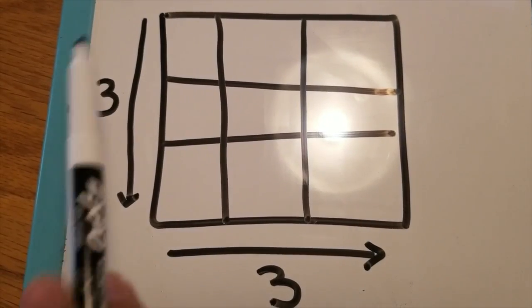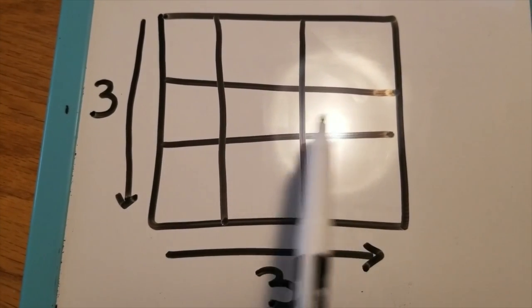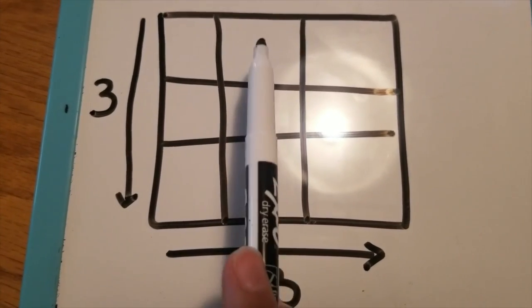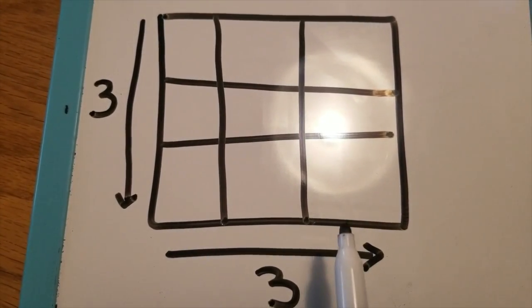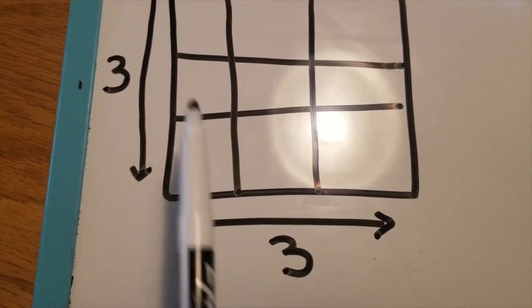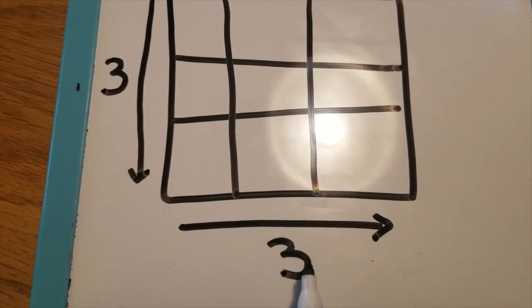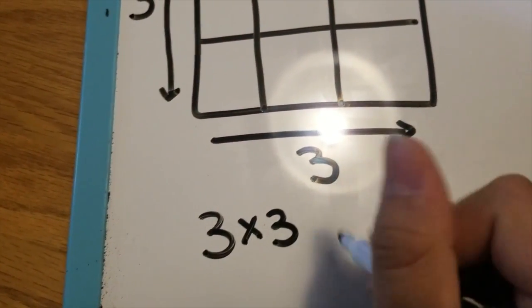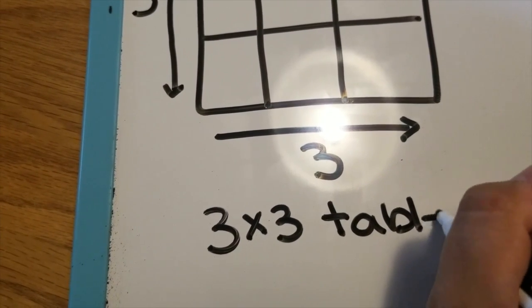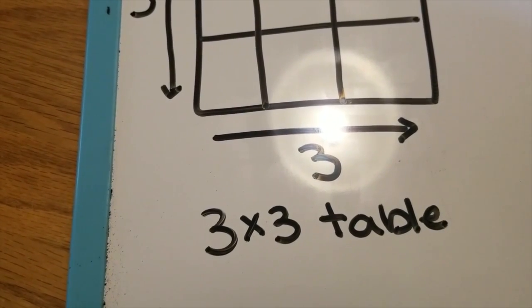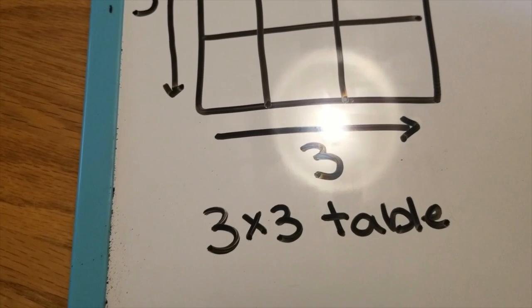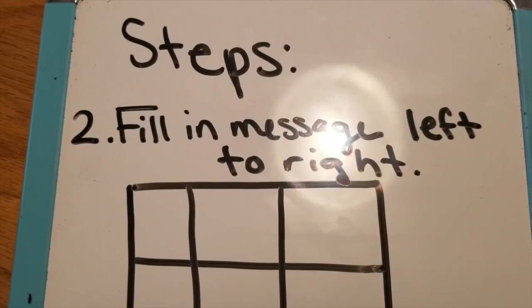This table has 1, 2, 3 rows and 1, 2, 3 columns. Therefore, this table is a 3 by 3 table. The tables that we will be using for our messages are typically going to be around 8 by 8, but we can really adjust these tables to be any size that we want.